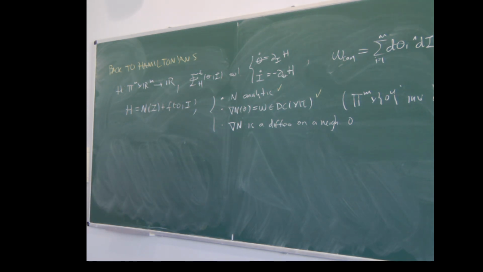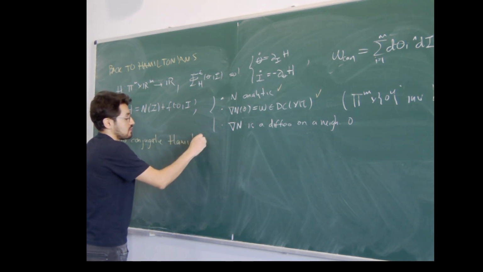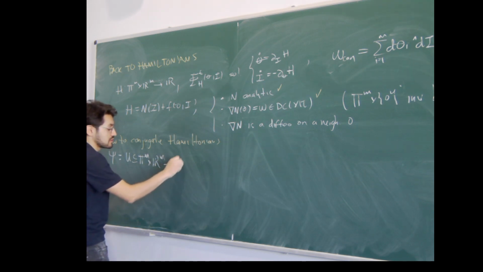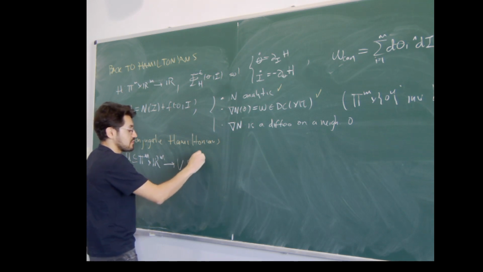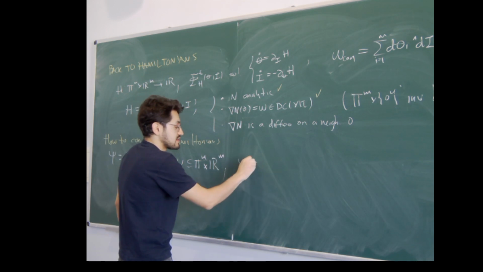So, the natural notion of conjugacy in Hamiltonian settings, so how to conjugate Hamiltonians. Well, one does this through something called symplectomorphisms. So, if I have a map like this, from some open set of my symplectic manifold going to some open set of my symplectic manifold, and I know that this is a symplectomorphism.